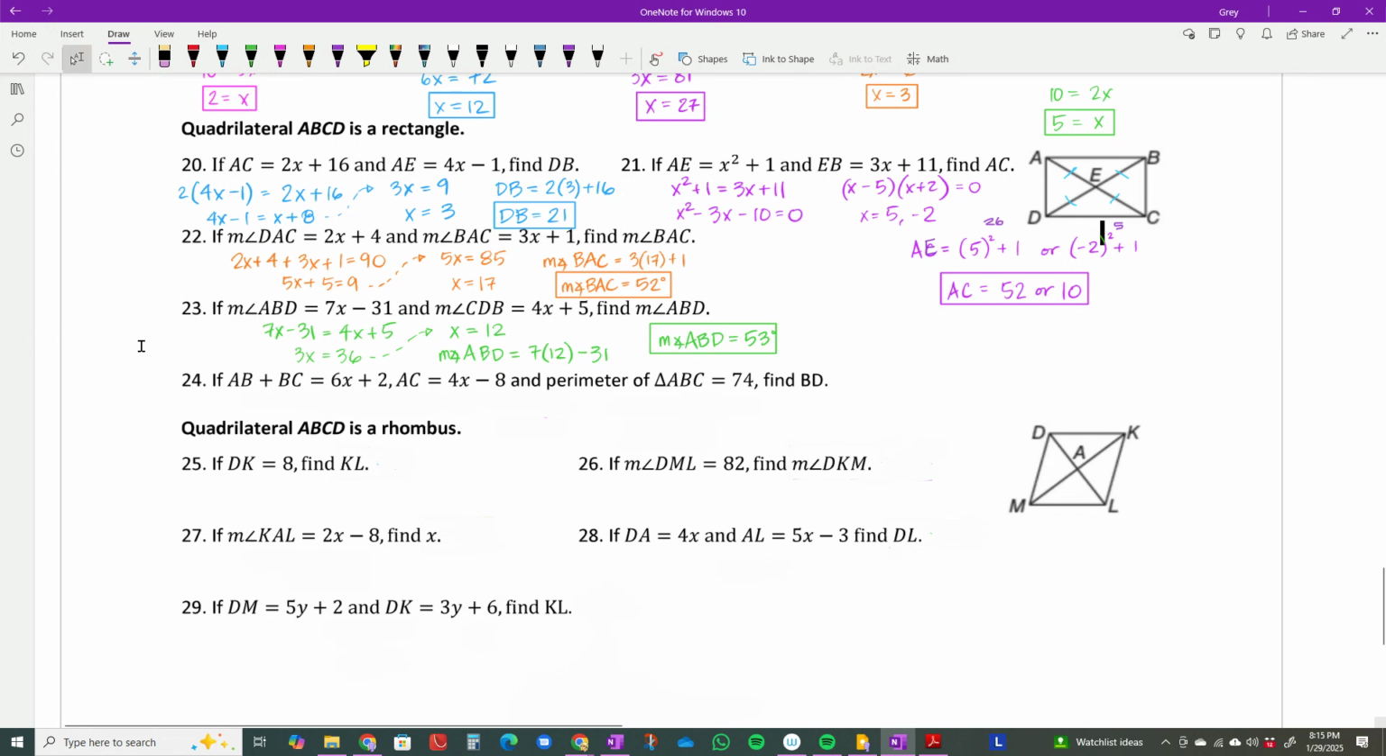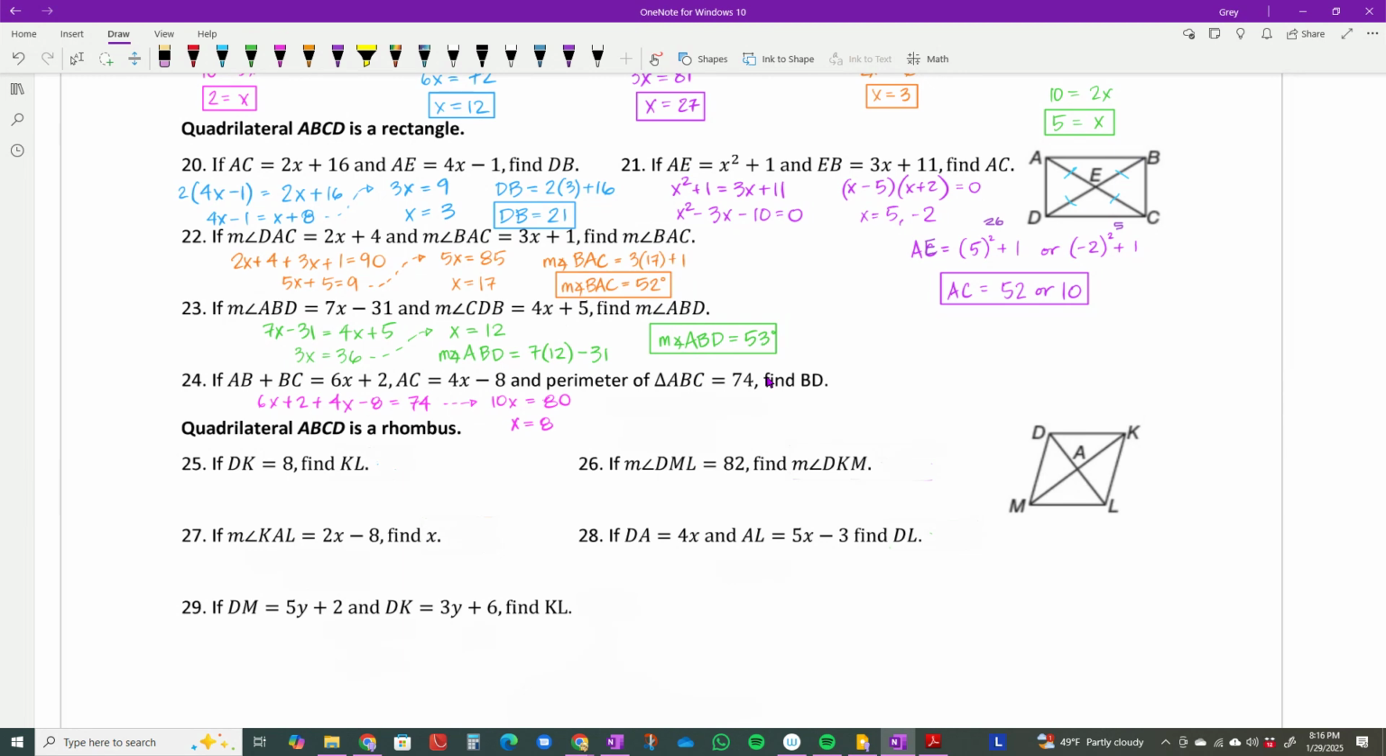All right, the last one for this diagram, we have AB plus BC equals that, and AC equals that, and the perimeter is that, find BD. So it would appear that what they gave me were, this is two sides of a triangle, this is another side of the triangle, and that is the perimeter of the triangle. So if I add up all those sides, 6x plus 2 plus 4x minus 8 equals 74. That gives me 10x equals 80 and x equals 10.